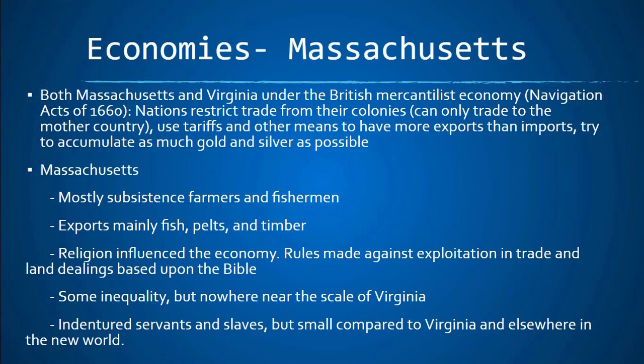Okay, back to the local economy of Massachusetts. The colony consisted mostly of subsistence farmers and fishermen. Their exports mainly consisted of dried fish, pelts, and timber. It is important to note that religion had a heavy influence on the local economy. There were rules based on the Puritan interpretation of the Bible that made exploitation in trade and usury illegal. There was some inequality in Massachusetts, but nowhere near the scale of Virginia. There were also indentured servants and slaves, but a small amount compared to Virginia and elsewhere in the New World.